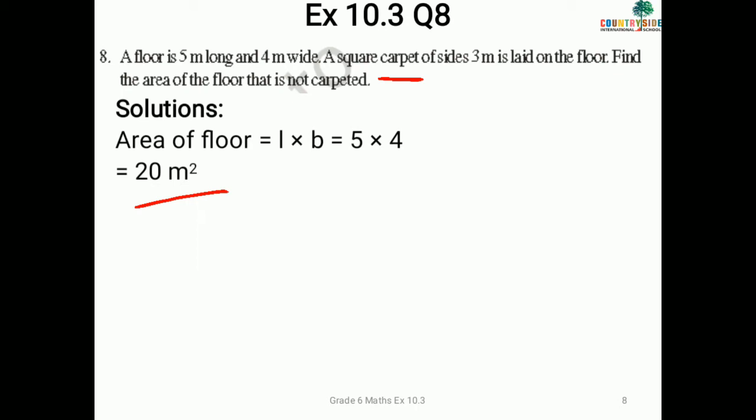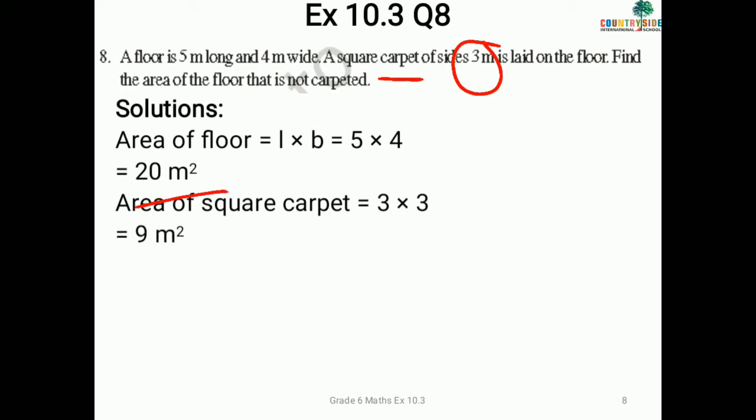Carpet is of the square shape because only one side is given to you, that is side into side. So area of carpet is 3 into 3, that is 9 meter square. Now we have to find the area that is not carpeted. Not carpeted means we have to subtract this carpet.